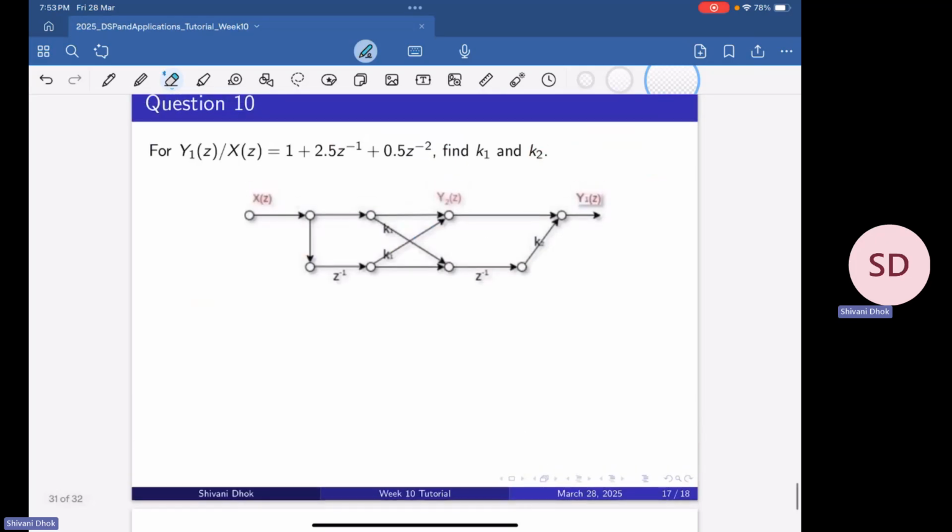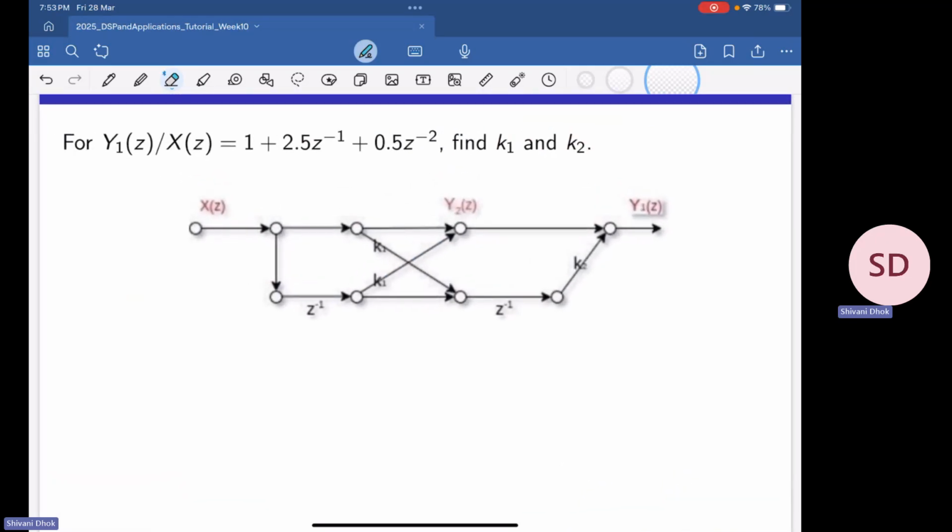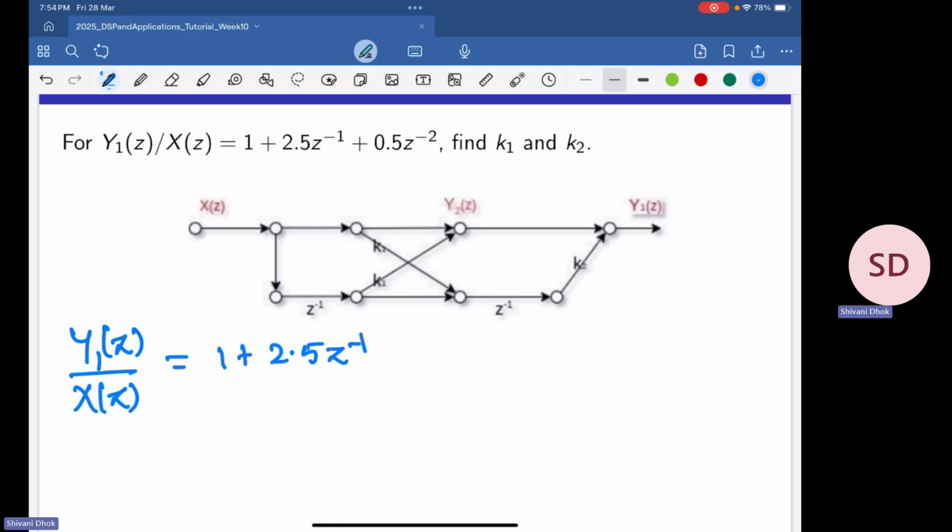Okay, if there are no questions in this part, then let me move on to the last question that I have planned to cover today. Here what is given to us is y1 of z upon x of z, which is equal to 1 plus 2.5 z inverse plus 0.5 z to the power minus 2. And what we need to find is the value of k1 and k2.